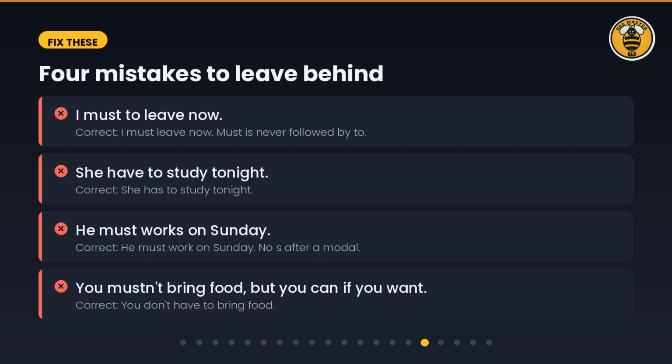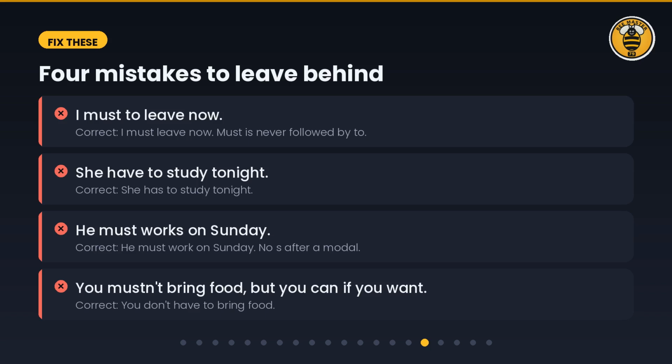Before we practice, 4 mistakes to leave behind forever. Number 1. I must to leave now. Delete that to. I must leave now. Number 2. She have to study tonight. She is third person, so it must be has to. She has to study tonight. Number 3. He must works on Sunday. Never add an S after a modal verb. He must work on Sunday.